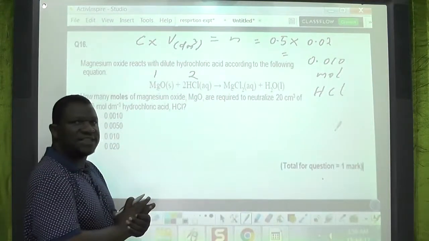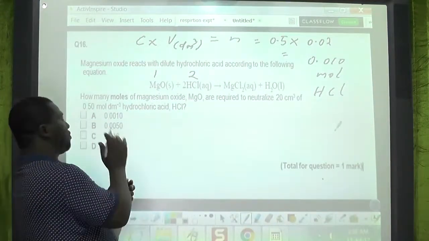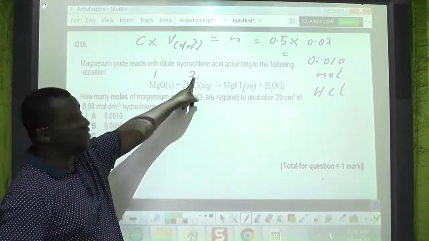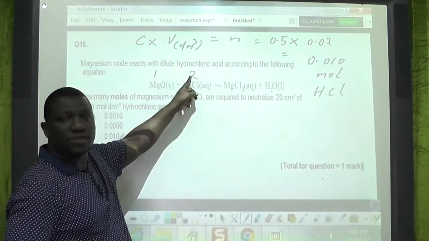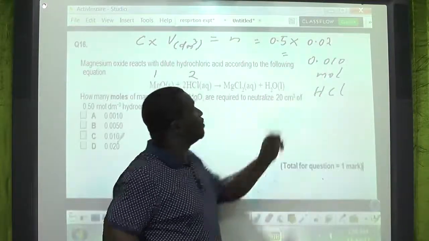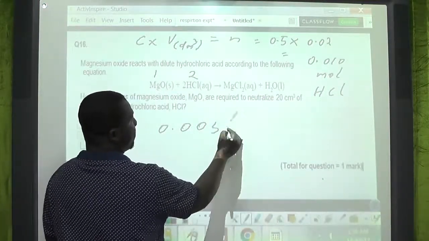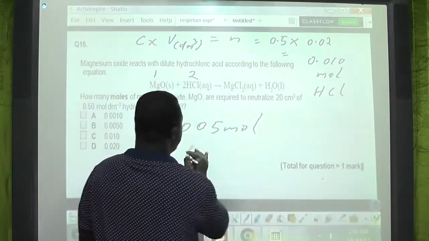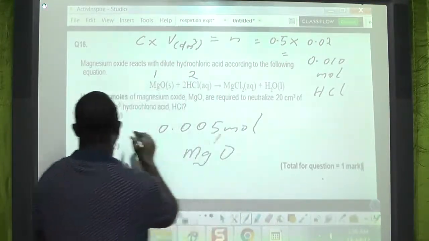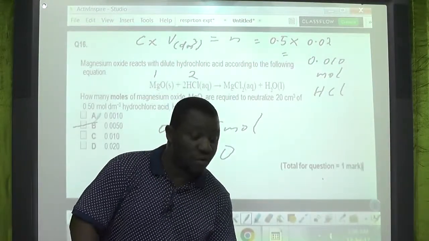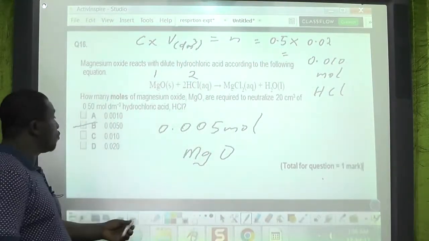Do you know where the catch is? Some students will just rush because they are in a hurry and pick C. Then you miss it without doing what you are supposed to do. Don't forget it's ratio 1 to 2. So it is half of this, which is 0.005 mole of MgO when you divide that by 2. So B is our answer, question number 16 is B. Are we right? Yes, we are quite right there. So let's go to question number 17.